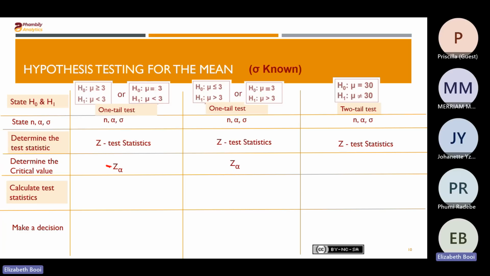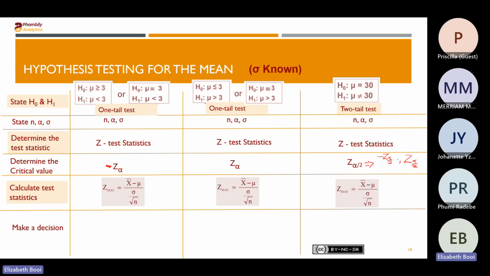If it's a two-tail, we're going to take alpha and divide it by 2, and therefore it means we're going to find two regions of rejection. We're going to find Z alpha over 2 and negative Z alpha over 2. We're going to find two critical values, like we did with the confidence interval, where we find two regions of rejection.